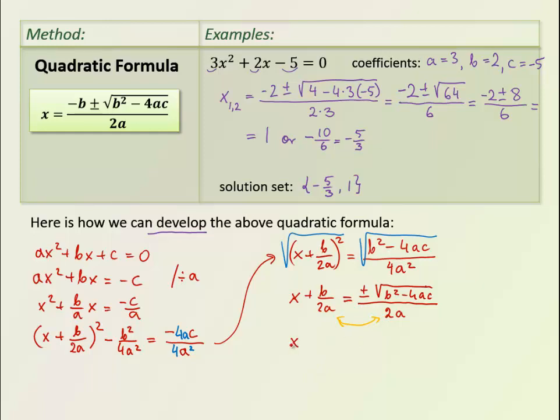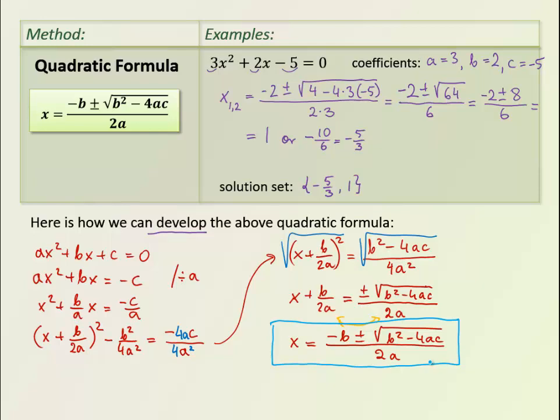So we end up with the final answer, x equals, bring the b over 2a to the other side, under the same denominator, that becomes negative b plus minus square root of b squared minus 4ac over 2a. So, the quadratic formula here. That means it doesn't come from heaven, it comes directly from the completing the square procedure.